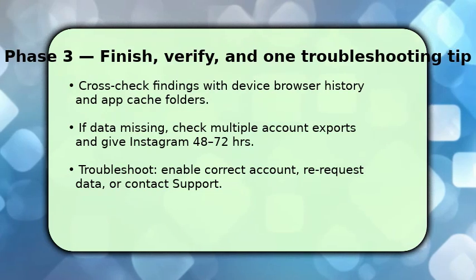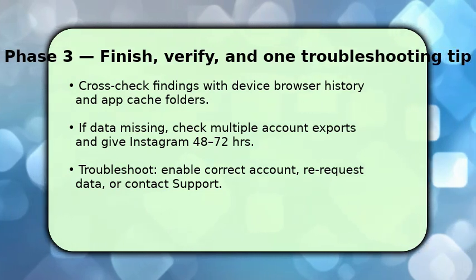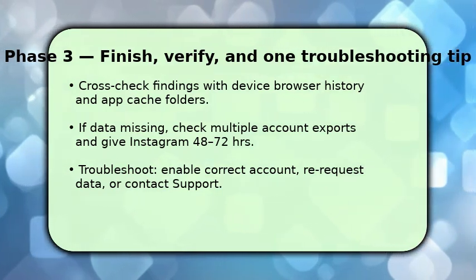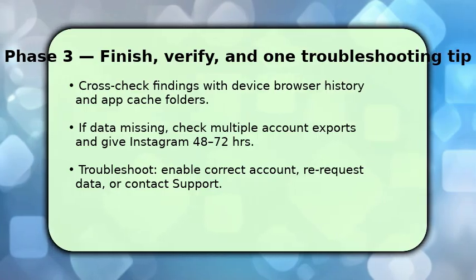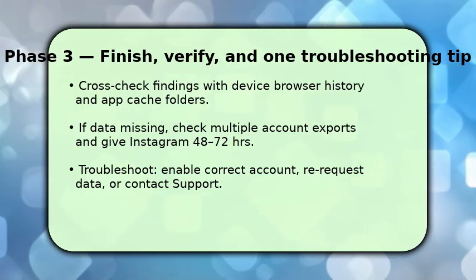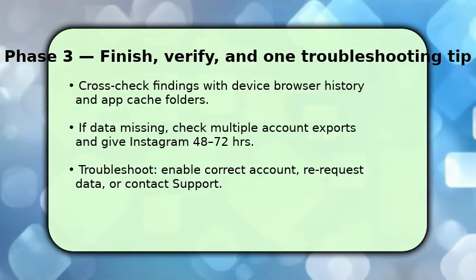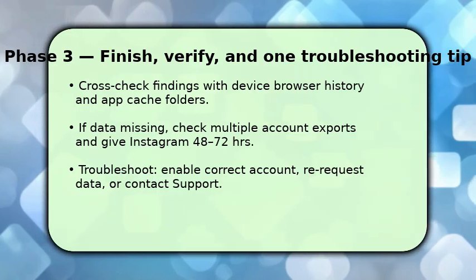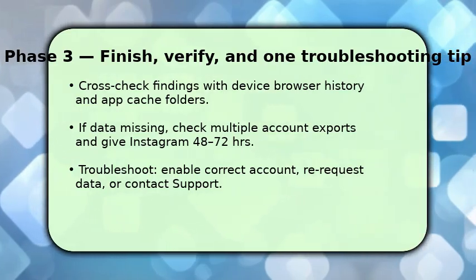You now extract the relevant entries and cross-check them with your device browser history and any app cache files. This confirms dates and full search strings. Once done, if the exported data lacks the expected searches, make sure you requested the correct account and wait 48 to 72 hours. Sometimes the package updates.